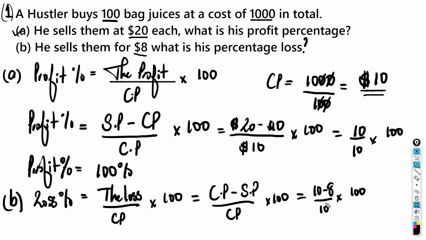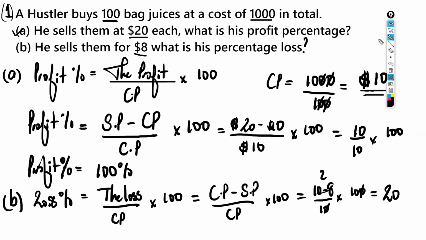So we actually should end up with 2 multiplied by 10 here. 10 minus 8 gives us 2. Then we should get 10 times 2. So the loss percentage is actually 20%. So they made a 20% loss here. All right, guys, cool. So we found the percentage profit and the percentage loss in these two examples.